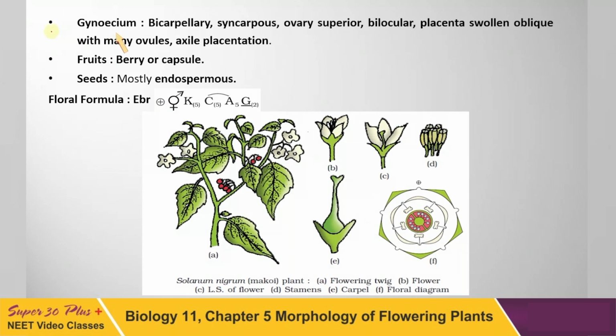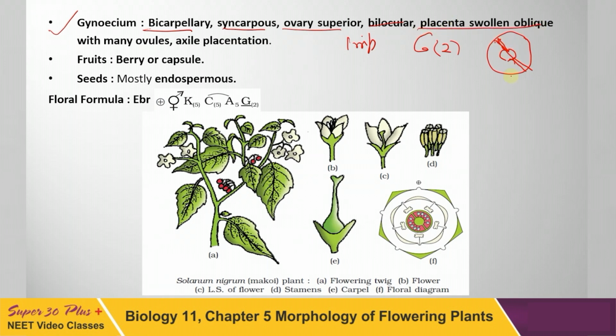Come to the gynoecium, a very important point we have in gynoecium, that is the ovary is bicarpellary, that is G2. Ovary is syncarpous, fused in embryonic stage. Ovary is superior and this is bilocular. If you make this, this is the ovary, and here you see there are 2 chambers, that is the bilocular one. A very important point is regarding placenta.